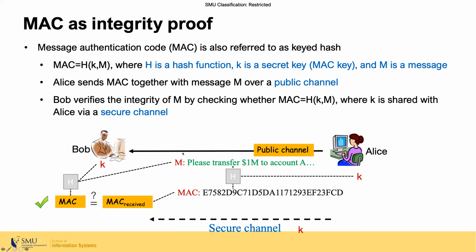Of course, if along the way this message M has been modified by some attacker, or maybe due to the loss of some kind of data along the way, this MAC will not match the MAC that he received, and then in that case, the integrity check will fail.